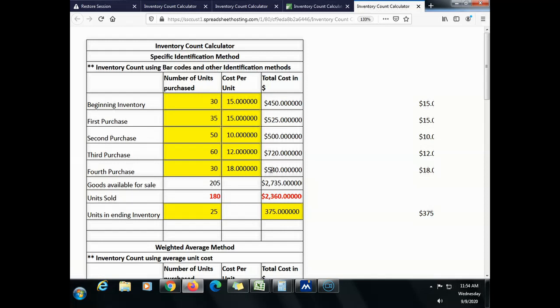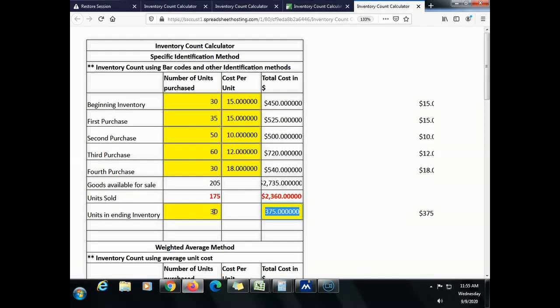Notice this calculator figures out your goods available for sale, which is 205 units, and the price is $2,735. Once you do your inventory count, you will need to type in your total units over here in this box. Let's say this is 30 units. Notice this calculator automatically figures out your units sold, which is 175 units.